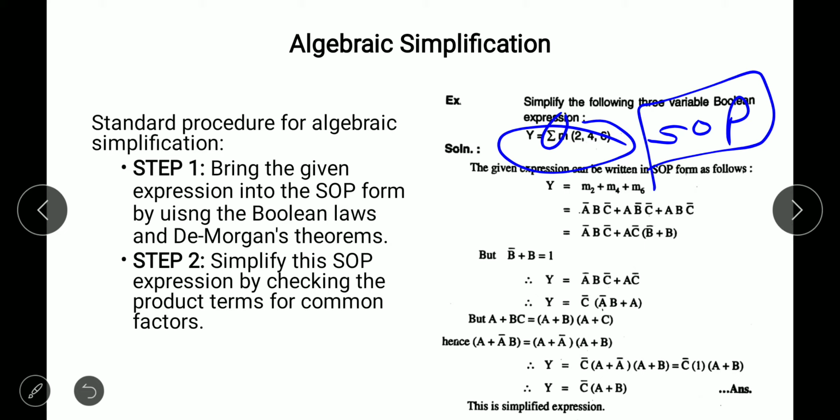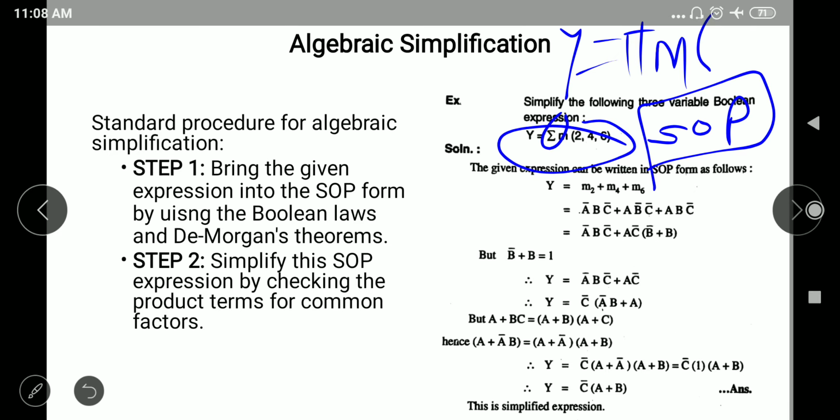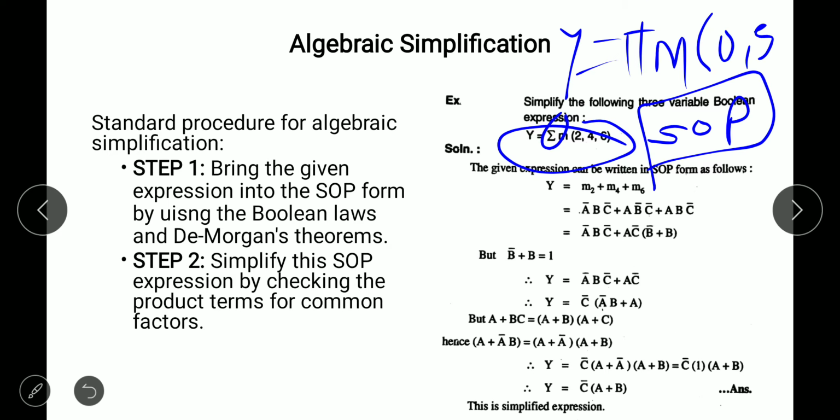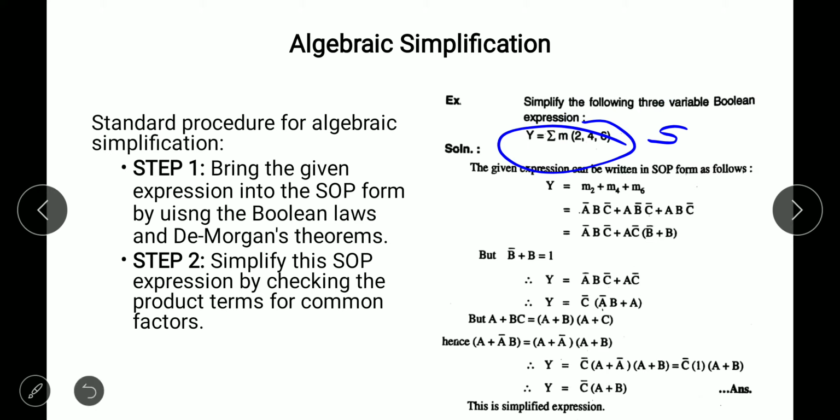If here Y is equal to pi capital M of 0, 5, 6, 3, any numbers, then here we will find the POS form. Why? Because here pi M is present, so we have to convert that expression into canonical POS form. So the given expression can be written in a SOP form as follows. Y is equal to what? M2 plus M4 plus M6.